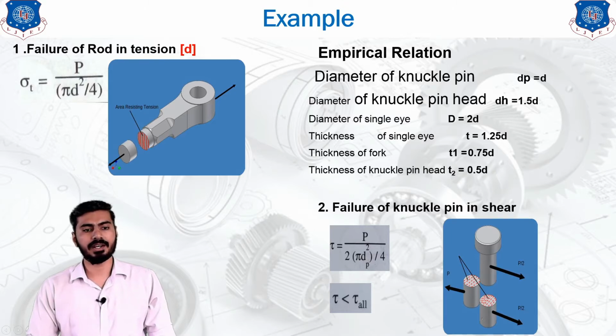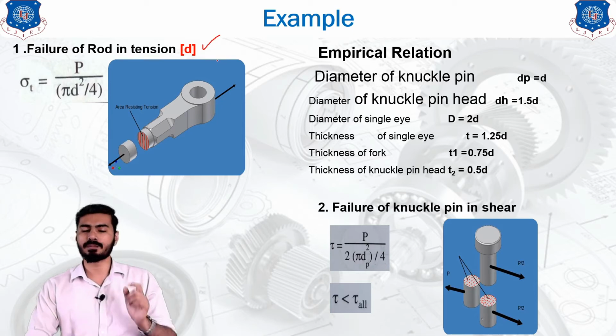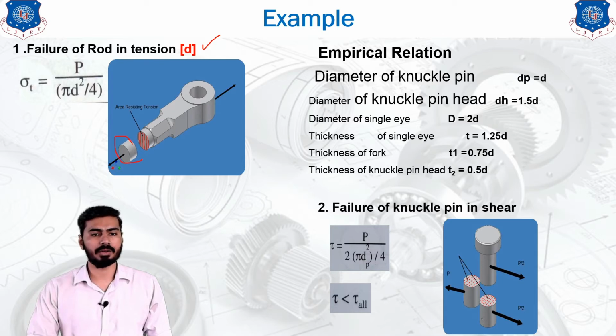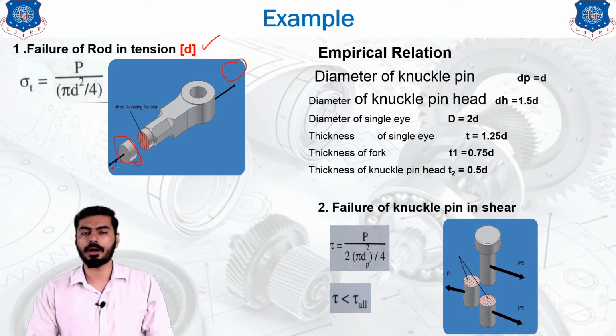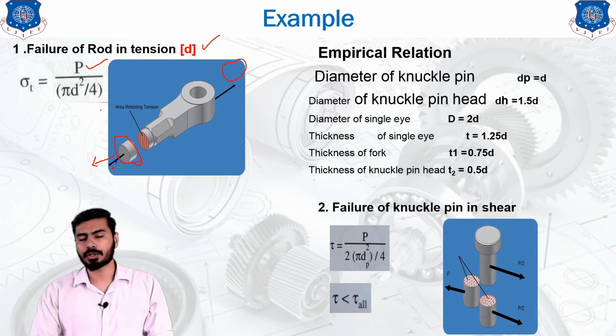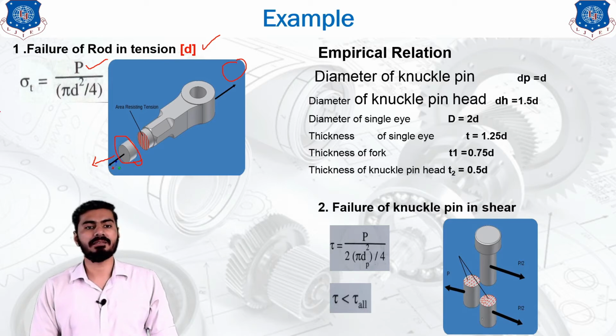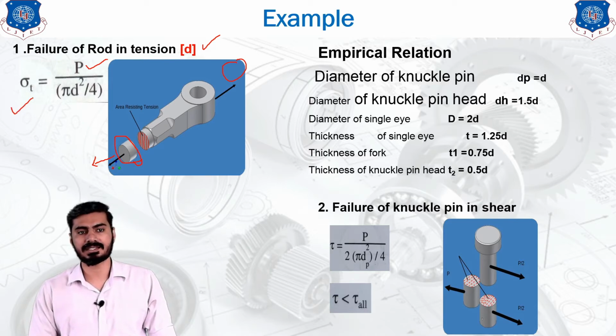Basically, knuckle joints are used to join two different rods. Let's say the diameter of the rod is small d, and you want to join it with another rod like this. Whenever you join two rods using the knuckle joint, a common force applied is the tensile force P. The rod is likely to fail due to tension stress, and that's why we use the equation of tension stress, sigma T equals P upon pi by 4 d square, where d is the diameter of the rod.